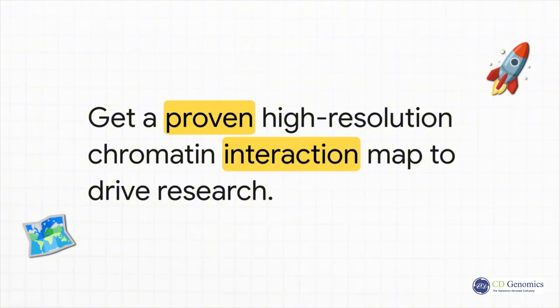So, to sum up our explainer today, the shift from traditional ChIP-seq to CUT&Tag is not just some small incremental improvement. It is a fundamental upgrade in how we map the epigenome. And by partnering with experts like CD Genomics, you can instantly master data analysis and result interpretation, walking away with a proven high-resolution chromatin interaction map that will absolutely drive your research forward faster.